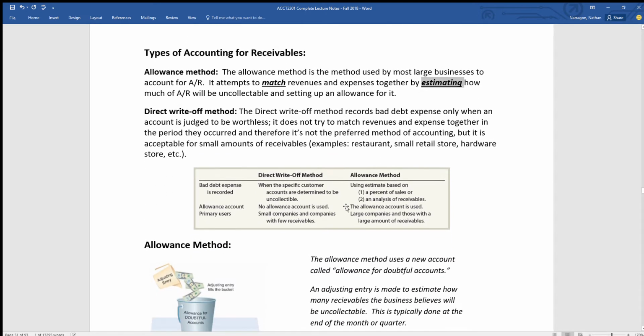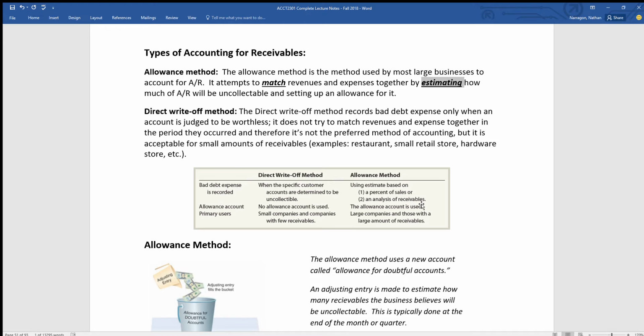With that, we do have the graphic right here that shows you the difference between the two. Again, we're going to get into a new account called bad debt. Bad debt is basically when we know that a receivable is going to be uncollectible. We're not going to get the money. With direct write-off, we record bad debt when we know that a specific customer account is no longer going to pay us. Okay? It is deemed uncollectible. With the allowance method, we estimate it based on either one, percentage of sales, or two, an analysis of receivables. So we're going to get into both of those methods.